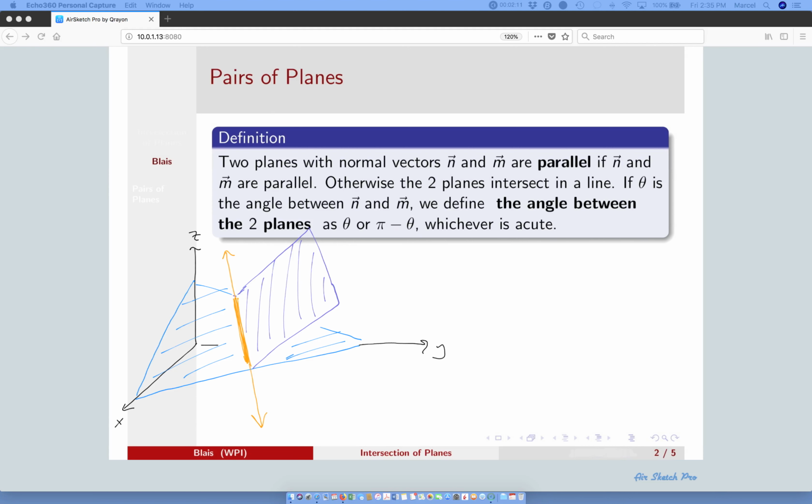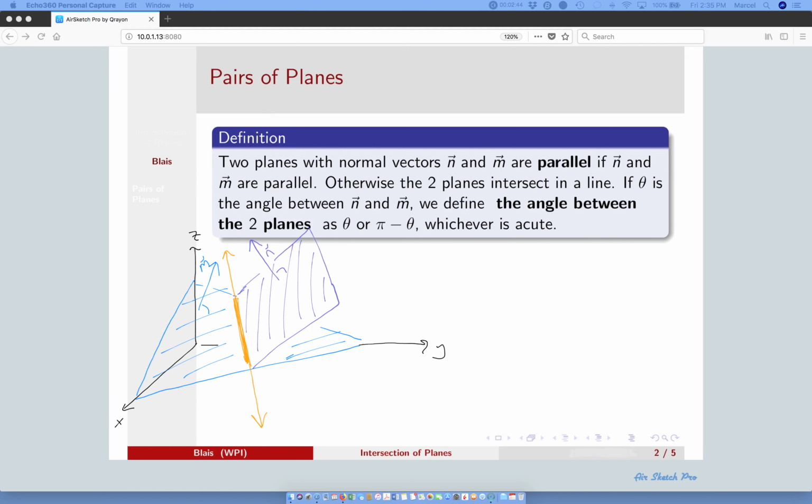Now, each of these planes has a normal vector. So say that we have n for this purple plane, and then we have m for the blue plane. And so remember what a normal vector is. A normal vector just means it's a vector perpendicular to the plane.